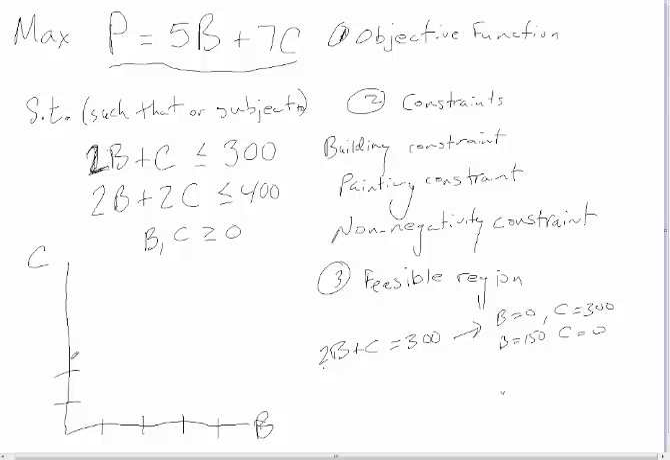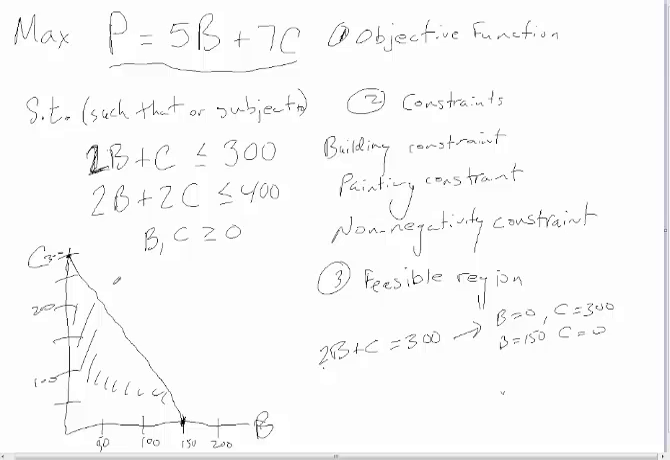Again, this isn't great scale or very accurate. So here's 50, 100, 150, 200, and 100, 200, 300. So we've got the point B0, C300, and the point B150, C0. So we've got that line. And where the inequality is true, we can take a test point of 0, 0. 0 plus 0 less than 300? Yes. So we've got this shaded area in here. Any point in this region makes this first inequality true.